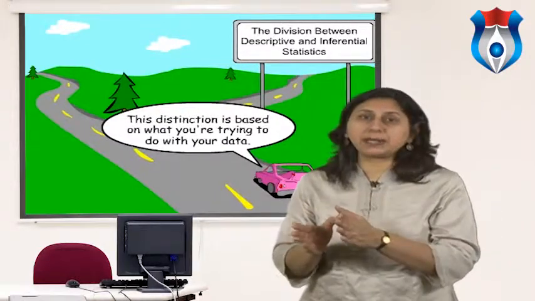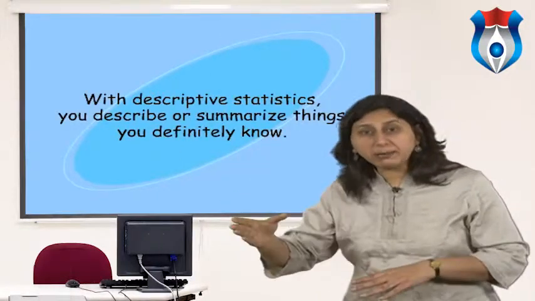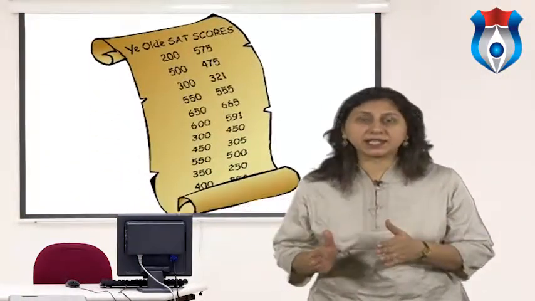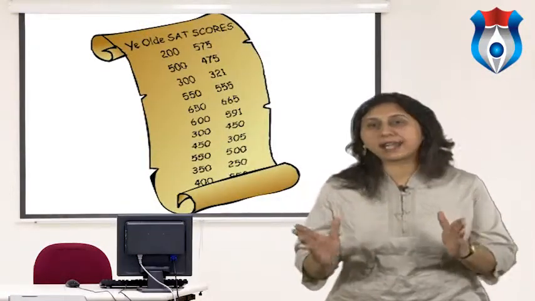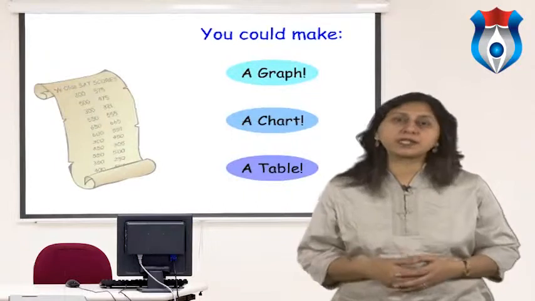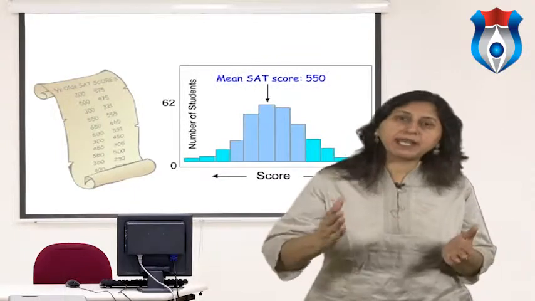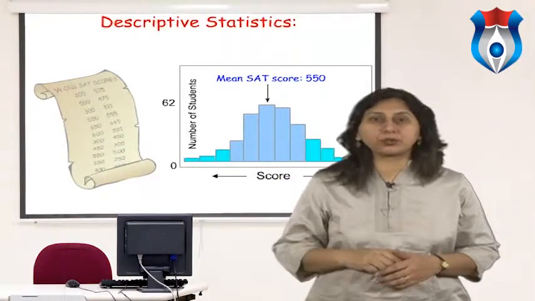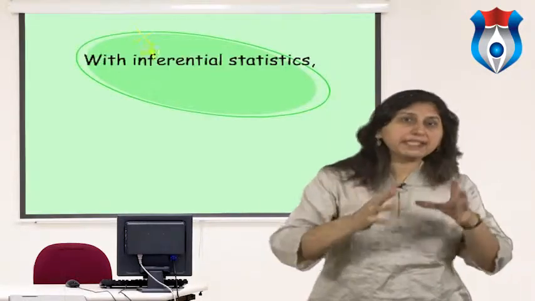Now, this distinction is based on what we are trying to do with our data. With descriptive statistics, we describe or summarize things we definitely know. For example, let's say you have a list of all senior SAT scores of a high school. Suppose you want a better feel of the scores for the kind of students you have. So to do this, you can make a graph, a chart, or a table displaying their SAT scores. This chart shows the mean or average SAT score of the school. This is an example of descriptive statistics, summarizing or displaying the facts known to you.